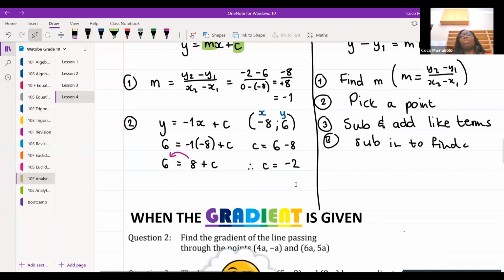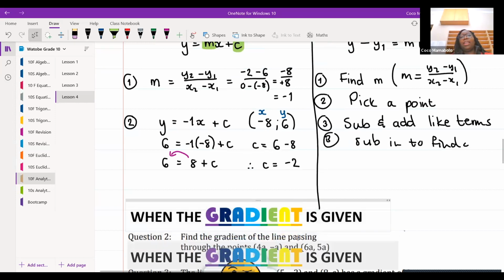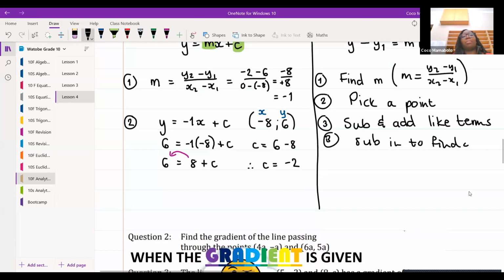Very well done, my sweetie. All right, we're almost there. Now, step 3 is to sub into the original formula. Now I'm going to go y is equal to, what was my gradient, Tiamo? Your gradient was -1. Good. So I'm going to write -1x. And now what is my c value? -2. Do you see how I've made an equation of a line?